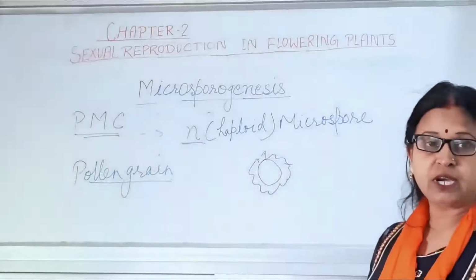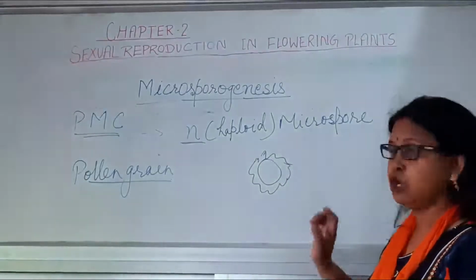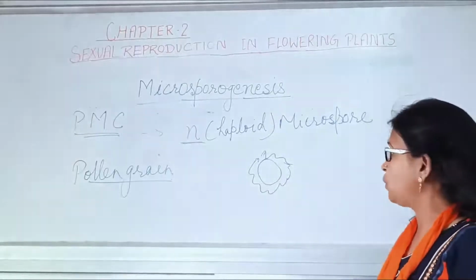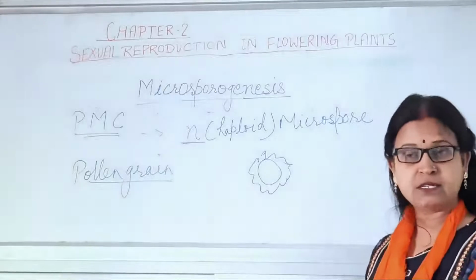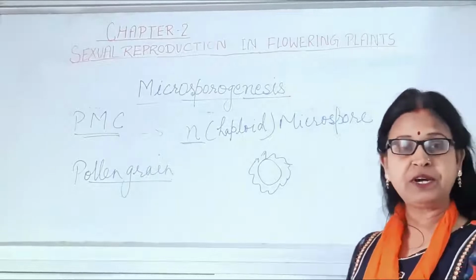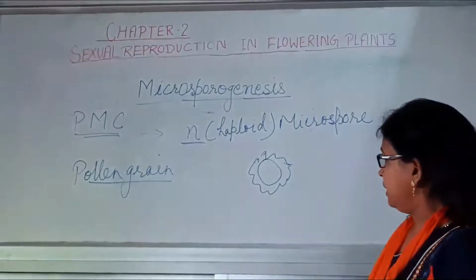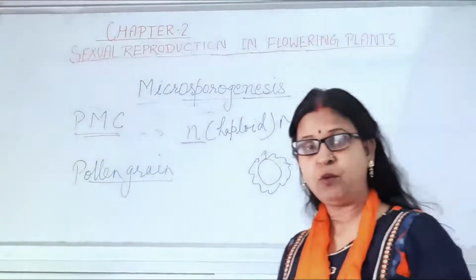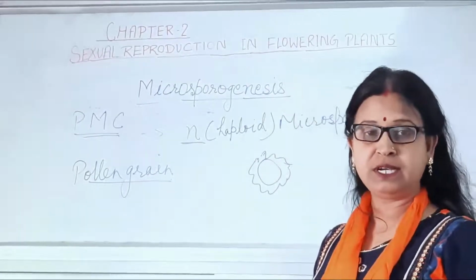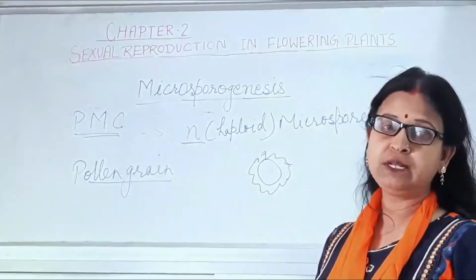Now this outermost layer is so tough that it will not allow entry of anything. That's why germ pores are present, and from those germ pores only the pollen tube will come out. It is resistant to different types of chemicals, acids, etc. Generally two germ pores are present in monocot plants and 3 germ pores in dicot plants, which will give passage for the pollen tube during pollen germination.